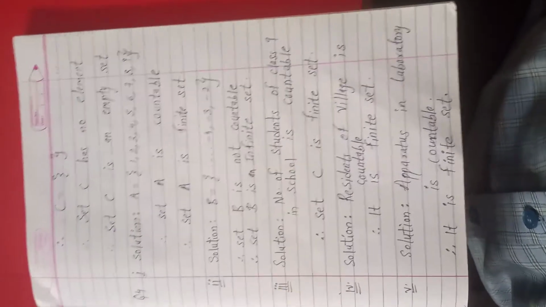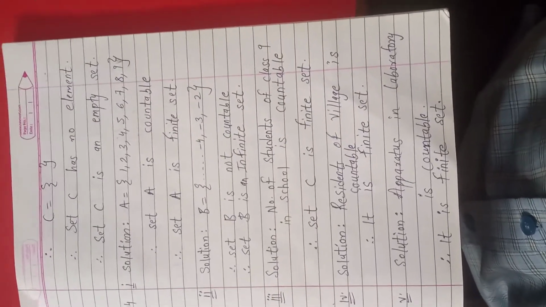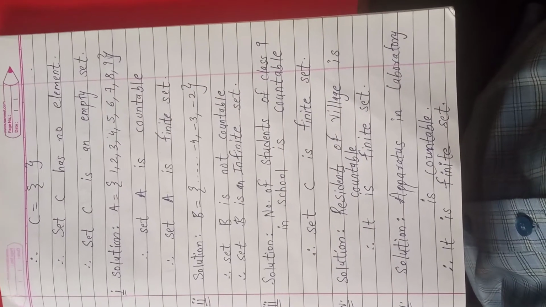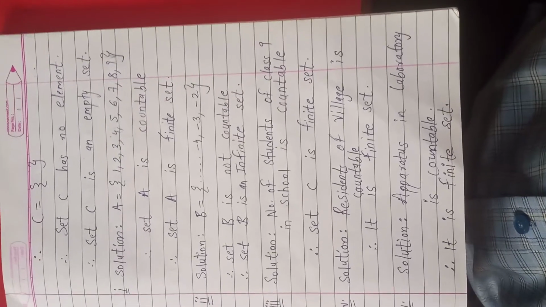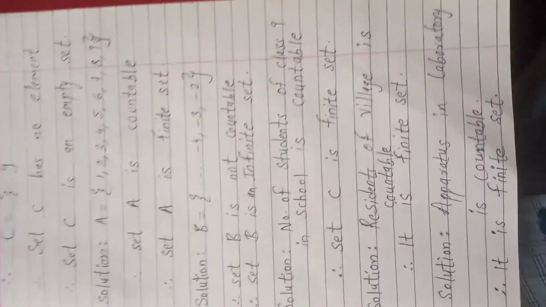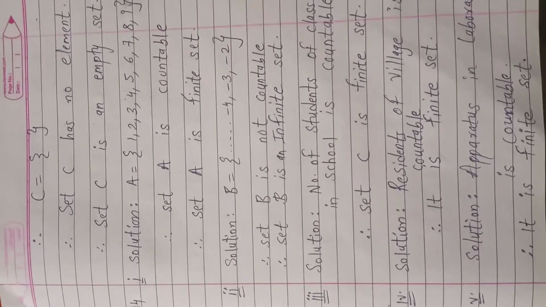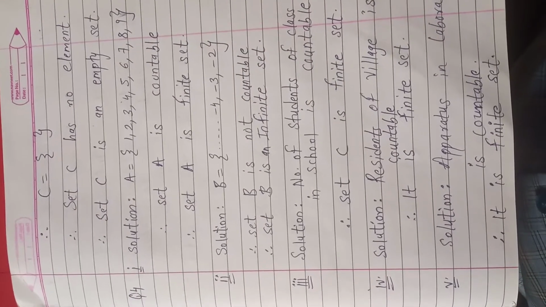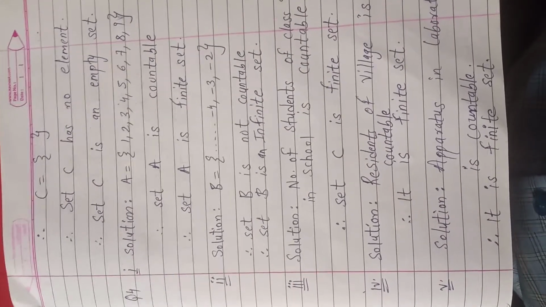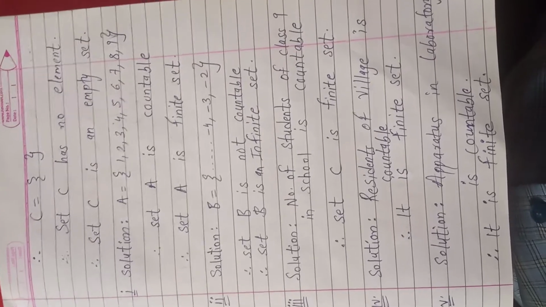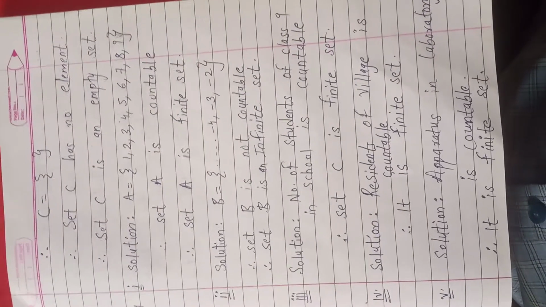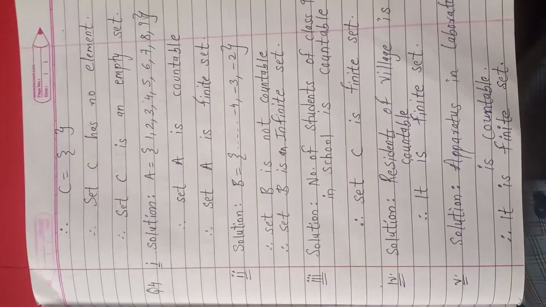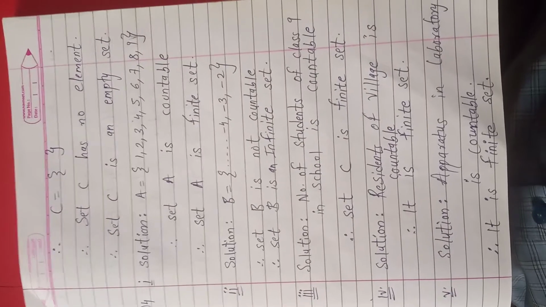Okay, so very first one, set A is equal to 1, 2, 3, 4, 5, 6, 7, 8, 9. The question is x such that x is a natural number which is less than 10. Natural numbers begin with 1 and less than 10 means till 9. So set A is 1, 2, 3, 4, 5, 6, 7, 8, 9. We can count the elements present in set A. 9 elements are there, so it is countable. Therefore set A is a finite set.